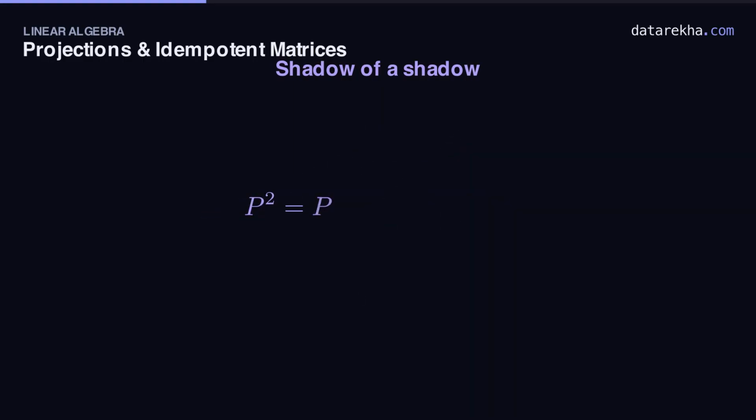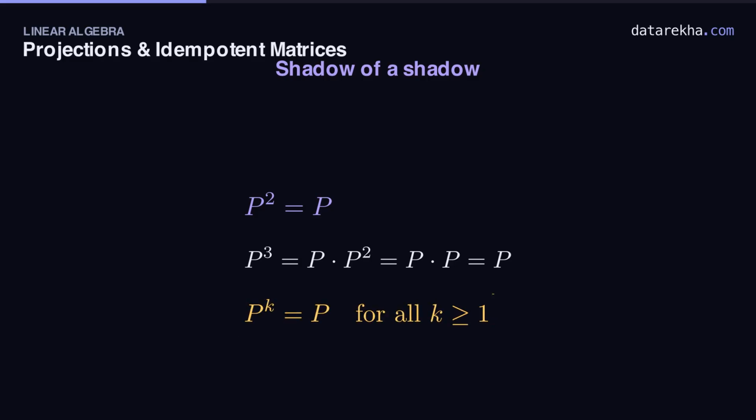And that is why powers of a projection collapse. P squared is P. So P cubed is P times P squared, which is P times P, which is P again. Keep going, and P to any positive power is just P. Once you have projected, repeating never changes a thing.